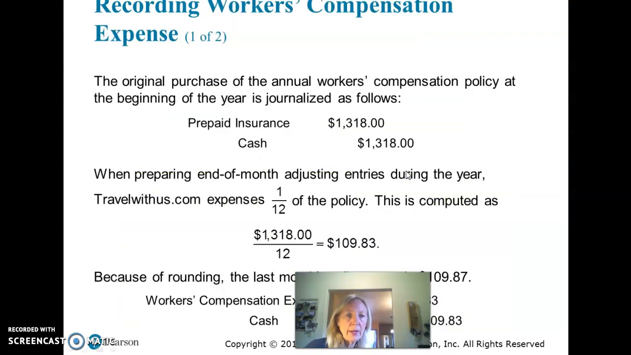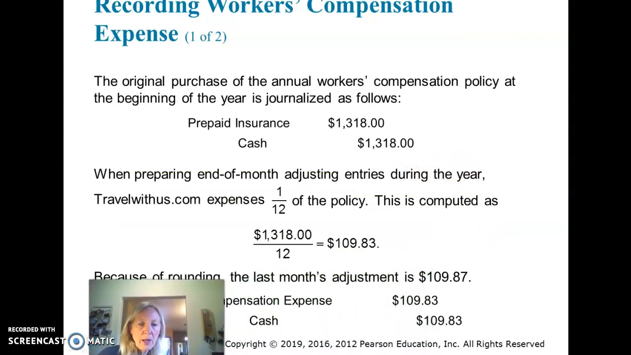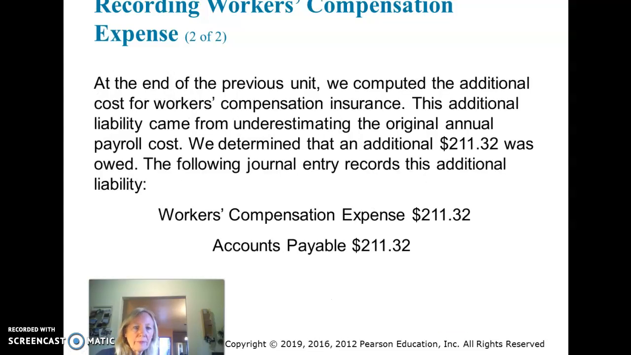Okay, so it's a pretty short end of the chapter, and you guys are going to have a quiz on this pretty quick. It does show a little bit on workman's comp. So it says your original estimation, just like I said, is prepaid insurance and cash. So that's what I think I owe. And then they go back and have to adjust it at the end of the year. But you do not have to do an adjustment. It's not on the quiz. I cannot find a problem that has that.